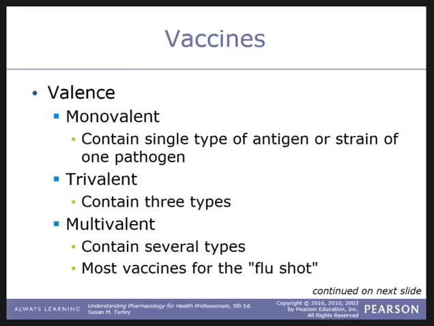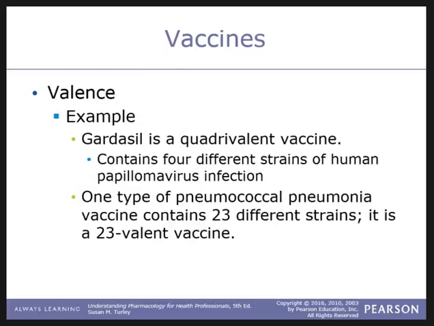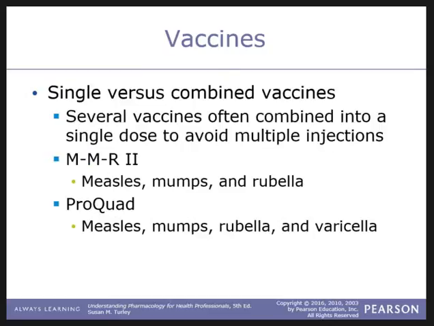Pneumococcal pneumonia vaccinations are polyvalent. Quadrivalent includes things like Gardasil, which is used for HPV. Now, also, it could be a single virus for a vaccine, or it could be that there are several within the injection.